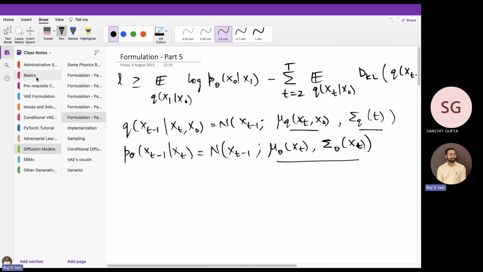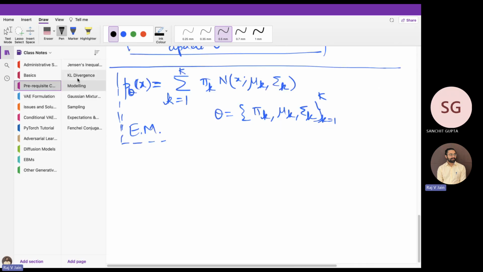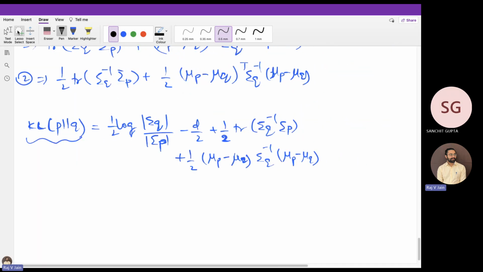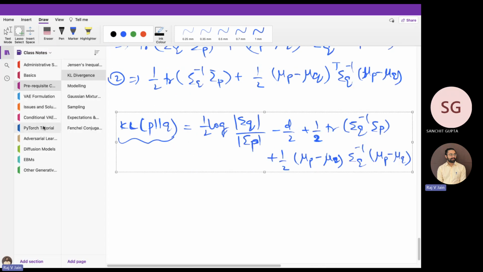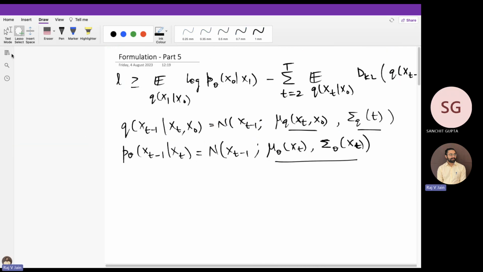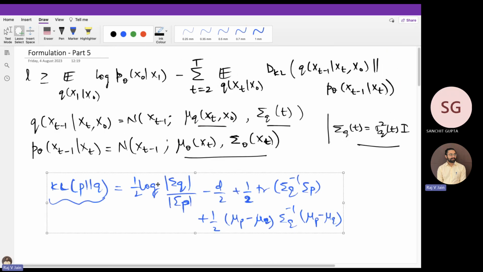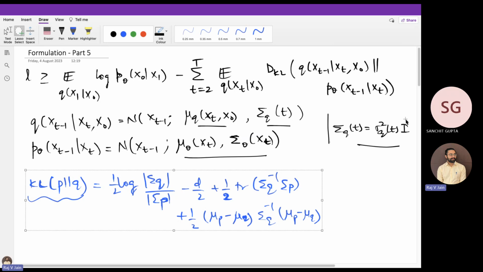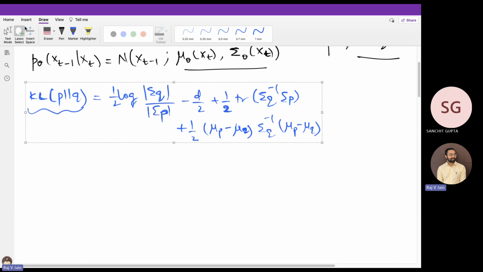So if you remember, we did the KL between two Gaussian distributions, right? So that we'll use that here. Yeah. So this is the KL between two Gaussians. So what we'll do now is we'll see that.